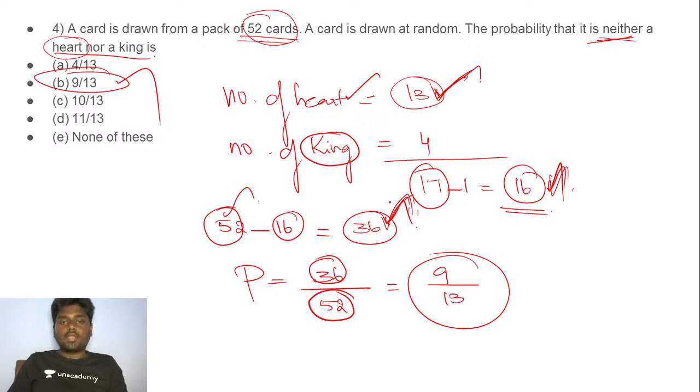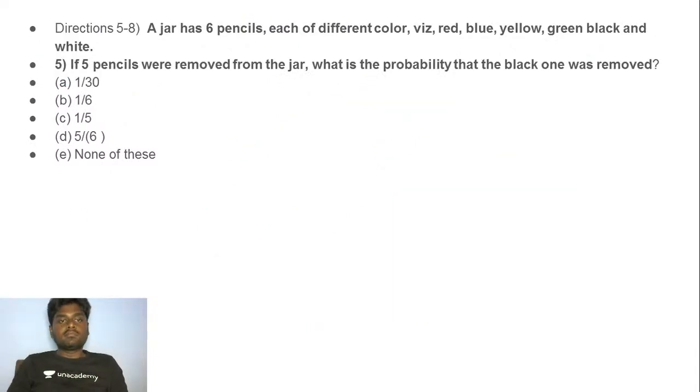Yes, that's it. Okay, good. So next question for you. Come on, again a probability question. You have a jar that has 6 pencils, each of different colors. If 5 pencils were removed, what is the probability that the black one was removed? That's your question. Come on.